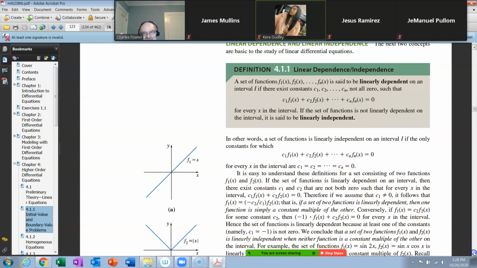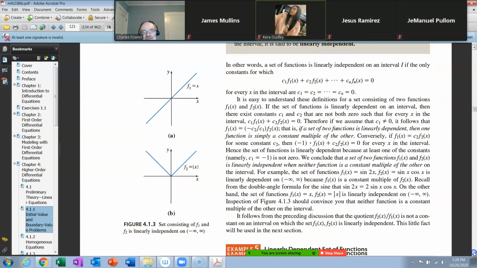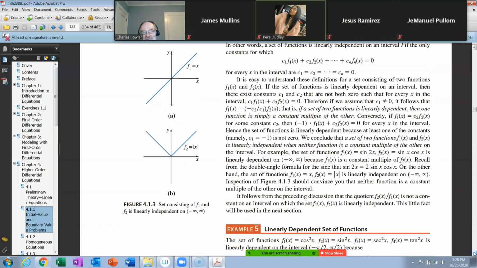Okay, now they seem to like this as an example, and it's a perfectly fine example. Okay, it just seems like there could be some that would be a lot better. All right, let's say we have two functions, f1 and f2. If the set of functions is linearly dependent on some interval, then there are some constants, c1 and c2, that are both not 0, such that for every x on that interval, c1 f1 of x plus c2 f2 of x is equal to 0.